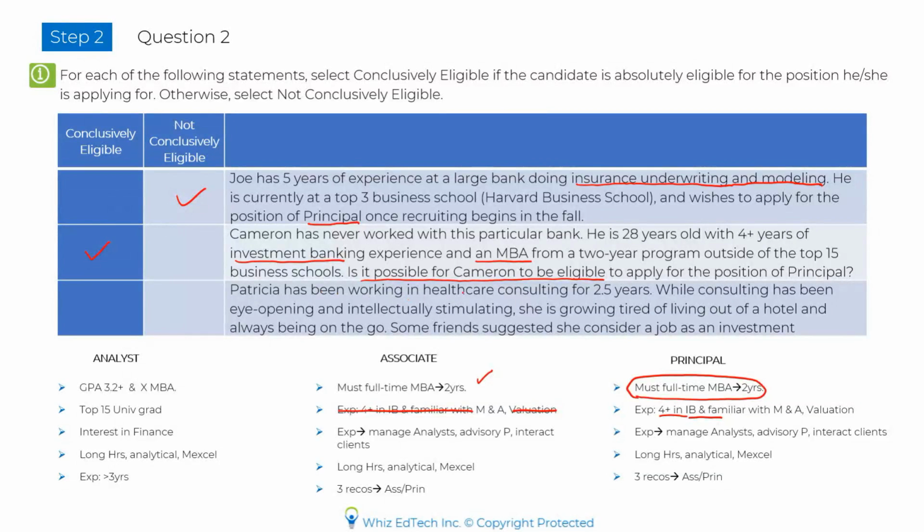Patricia has been working in healthcare consulting, all right, for 2.5 years. While consulting has been eye-opening and intellectually stimulating, she is growing tired of living out of hotels. Somebody suggested she consider a job in investment banking. We don't know anything about her, all right, in terms of whether she's done an MBA or not. She hasn't got the relevant experience, so we cannot say she is conclusively eligible. So this is the correct answer.